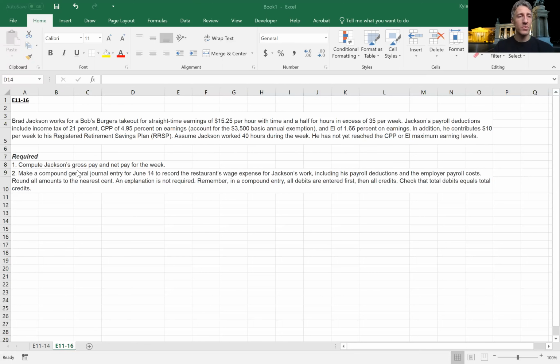Okay. So what we need to do is compute Jackson's gross pay and net pay for the week. So that's requirement one. So what I'm going to do here is I'm going to set up just a little template for us, gross pay. So we know gross pay in this case is going to be a combination of two things. One, straight time pay, and two, overtime pay. It's going to be straight time pay for the first 35 hours that Brad has worked. So the first 35 hours multiplied by the hourly wage, which is $15.25.